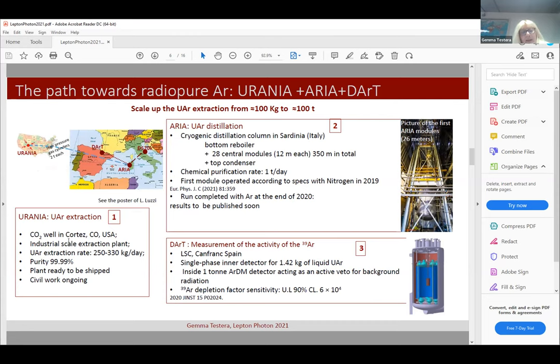After the Urania plant comes another plant, located in Italy, in which we will perform cryogenic distillation of the extracted argon to remove chemical impurities, and another facility, located in Canfranc, where part samples of purified argon will be measured and checked. And then the full amount will be shipped to Gran Sasso for filling the DarkSide-20K detector.